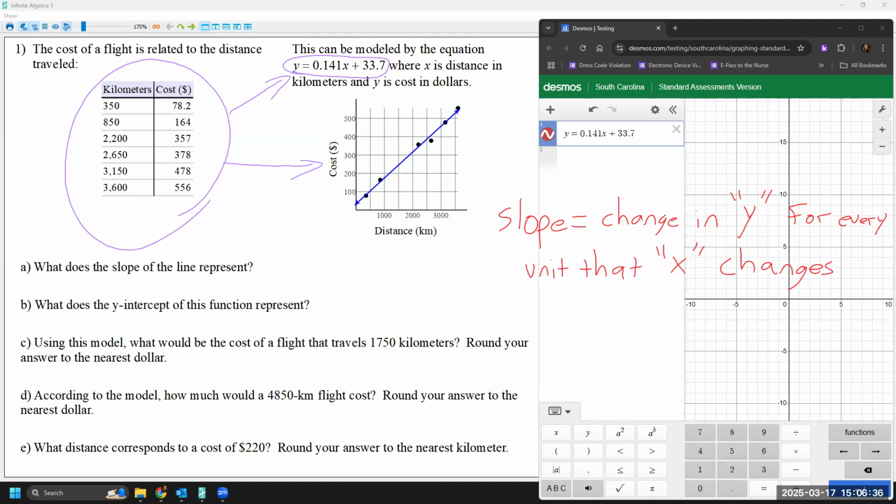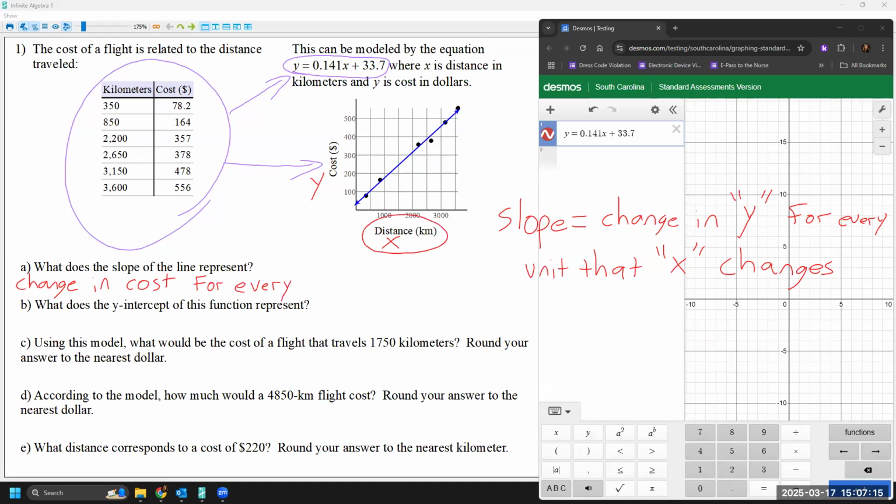So here, this is my x. My x is distance in kilometers. My y is cost. Okay, so it says, what does the slope of the line represent? Well, slope is the change in y. Well, y is my cost. So how much does cost change? We could say the change in cost, then we'll say for every, well, it says unit that x changes.